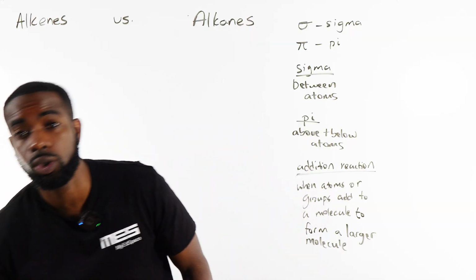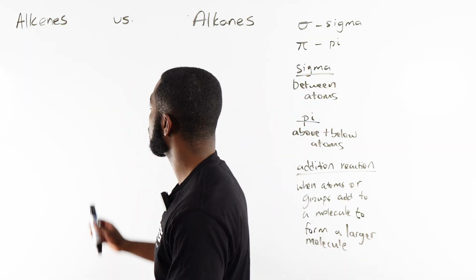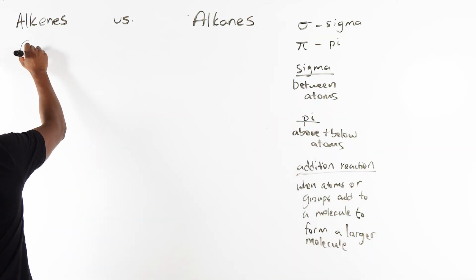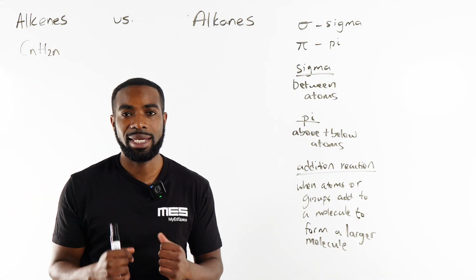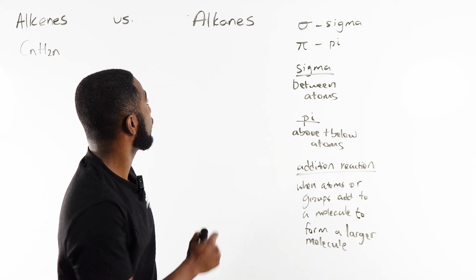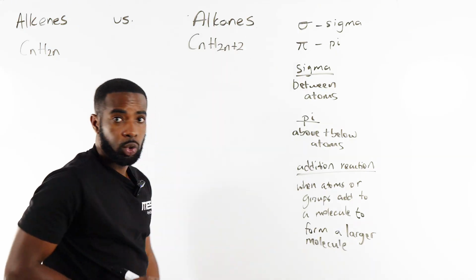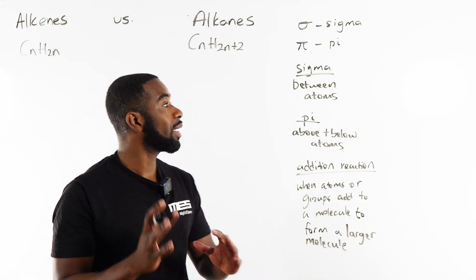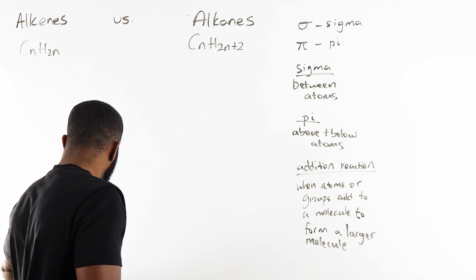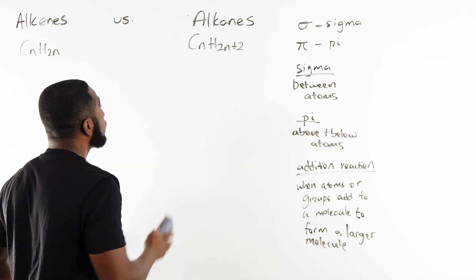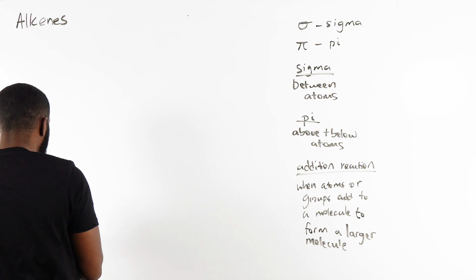Very quickly, the first thing you should know is the general formulas are always very different between alkanes and alkenes. Alkenes, you should remember, is CnH2n, where n represents the number of carbons in our molecule. If you look at alkanes, it's going to be CnH2n+2. Before we move on though, I'd like to make it very clear we're not looking at alkanes today. I just wanted to use that as an example so we can make a nice comparison. So I'm going to get rid of this for now.